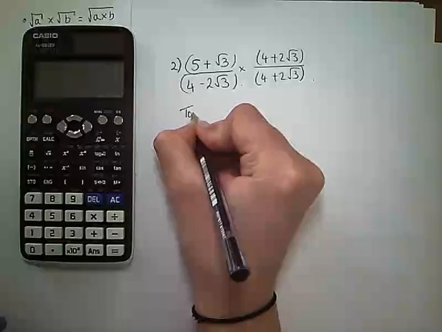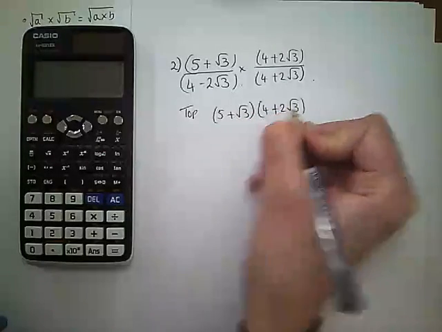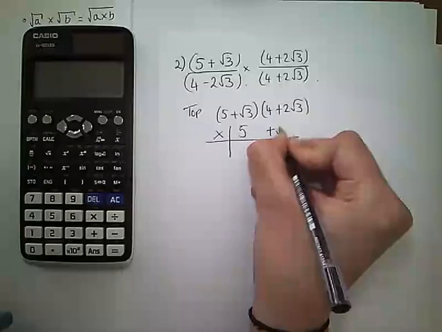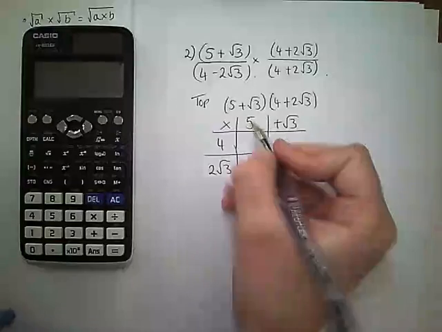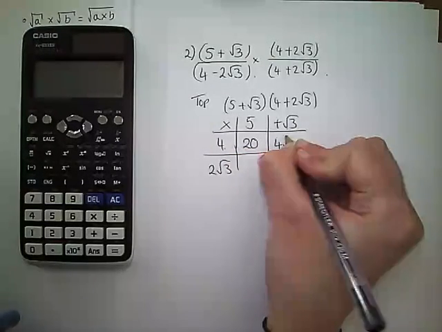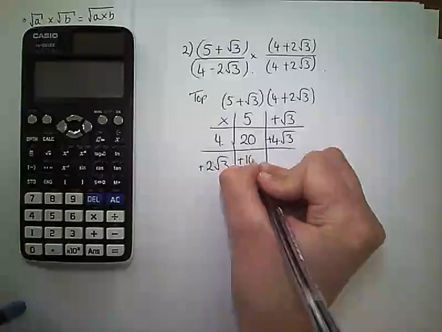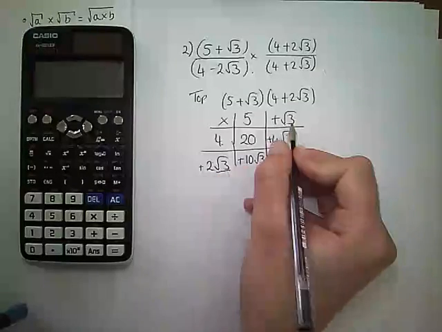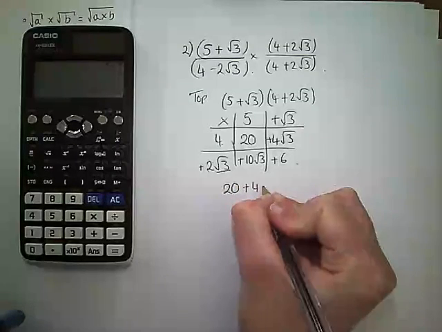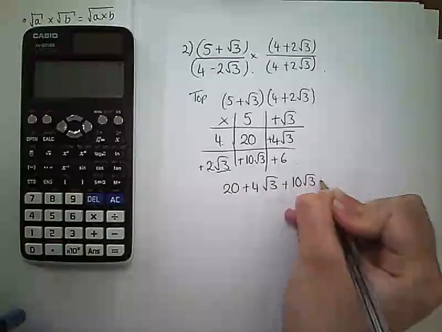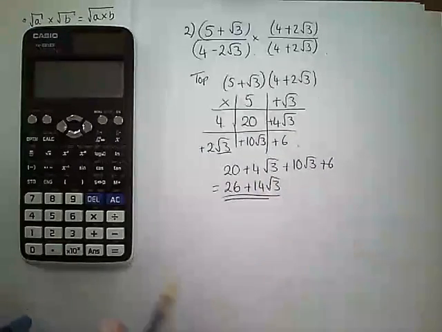Okay? Right, so then my top is 5 plus root 3 times 4 plus 2 root 3. Let's do it as a grid so that we don't mess it up. If you don't do it in a grid, absolutely hunky-dory, just make sure you're not messing it up. Okay? 4 times 5 is 20, 4 times root 3 is 4 root 3, that's a positive. 5 times 2 root 3 is 10 root 3. Here's a tricky one. Root 3 times root 3 is 3, times by 2 is 6. So 20 plus 4 root 3 plus 10 root 3 plus 6 is 26 plus 14 root 3. Top all done and dusted.